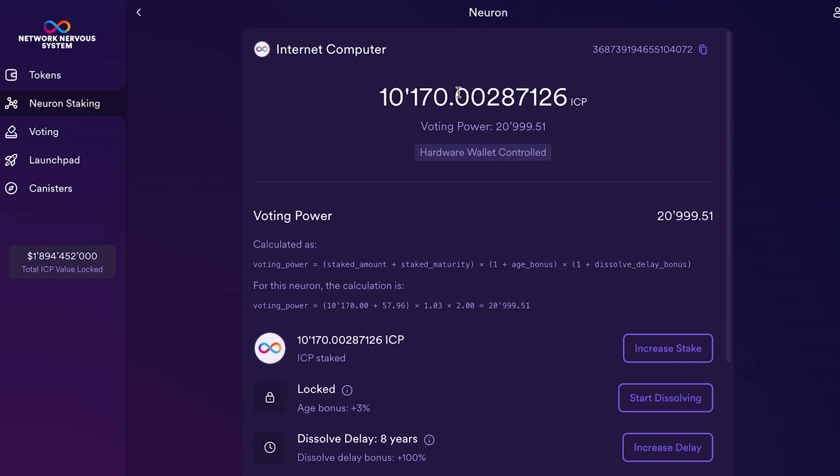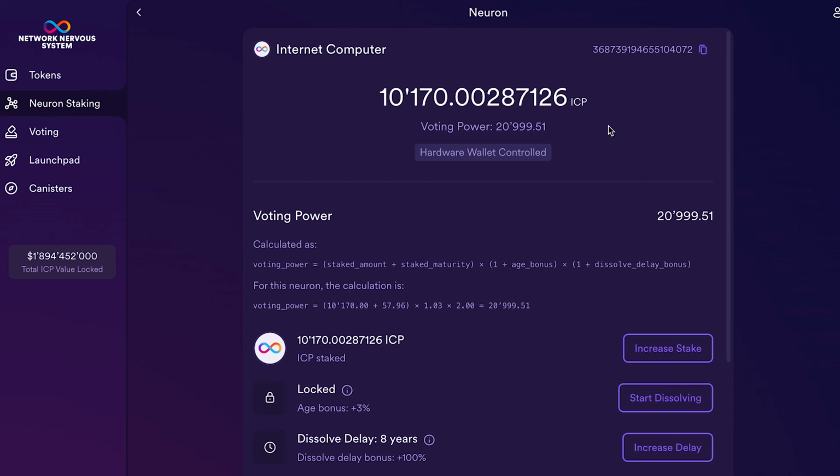That is not too long ago, maybe a couple of days ago, I log on to the NNS like you guys always do to check my staking rewards. I'm sure you guys have a similar pattern. And when I click on my neuron, lo and behold, instead of seeing the principal as a whole number, I see a bunch of decimals behind the principal number, the principal value.